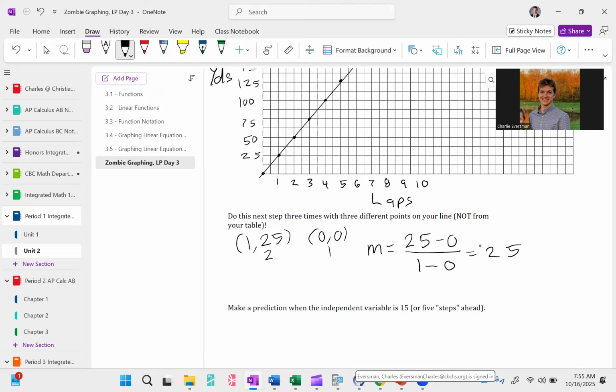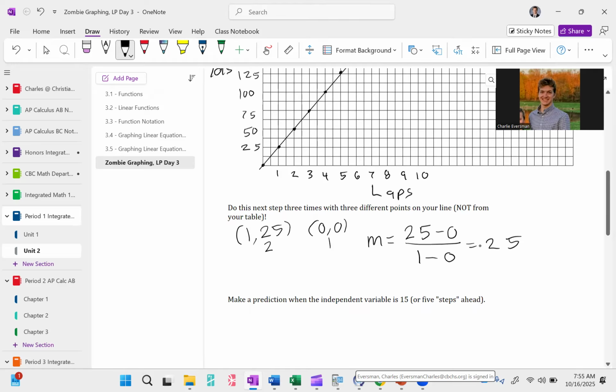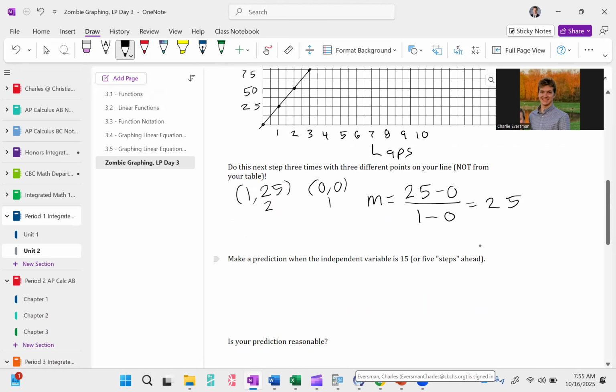I want you to do this 3 times, right? Verify that no matter which points you use, you could pick any 2 points, you get the same slope if you're picking points from your line. That's the big part of this. What is my equation then? I'm writing an equation like this. y is equal to mx plus b, where m is my slope, which I just found, and b is my y-intercept. So for me, my equation is y is equal to 25x plus, what am I adding to this? What's my y-intercept? 0, right? That's right across the axis. So this is actually it. This is my final equation.